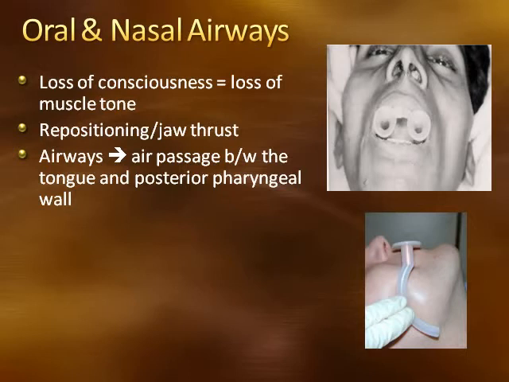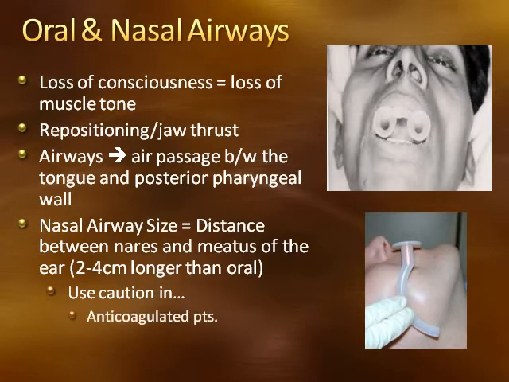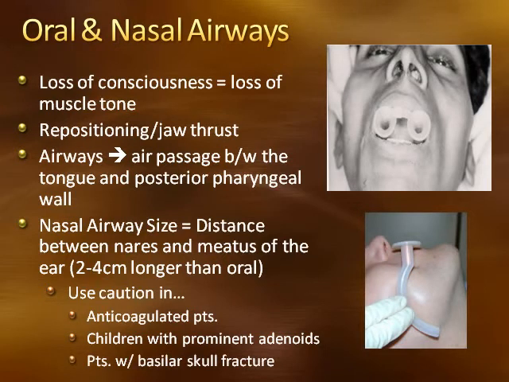Nasal airways or trumpets can be gently inserted down the nasal passages into the nasopharynx. The length of a nasal airway can be estimated as the distance from the nares to the meatus of the ear, and should be approximately 2 to 4 centimeters longer than the oral airway. Because of the risk of epistaxis, nasal airways should not be used in anticoagulated patients, in children with prominent adenoids, or in any patient who has a basilar skull fracture.